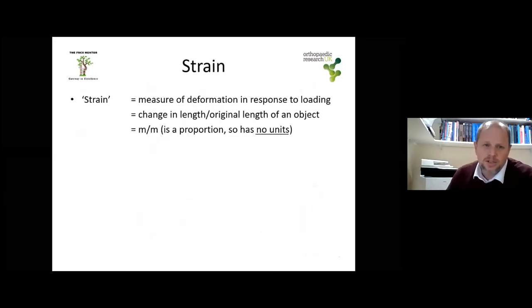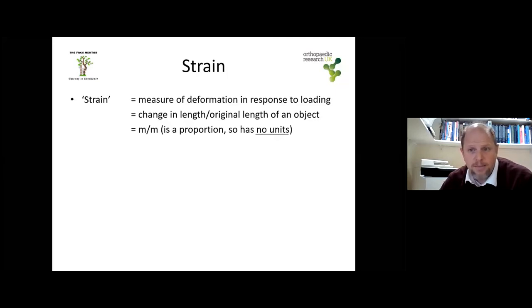So we've mentioned stress, and that has the units of Newton per meter squared or pascals. Now strain is measured as the change in length over the original length of an object. In other words, the length is measured in meters, so it's meters over meters, and therefore they cancel each other out. And so strain has no units.